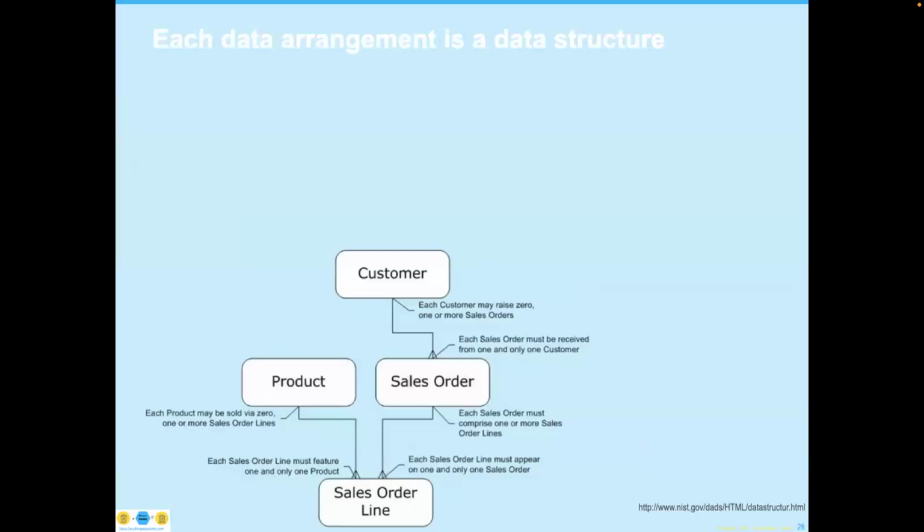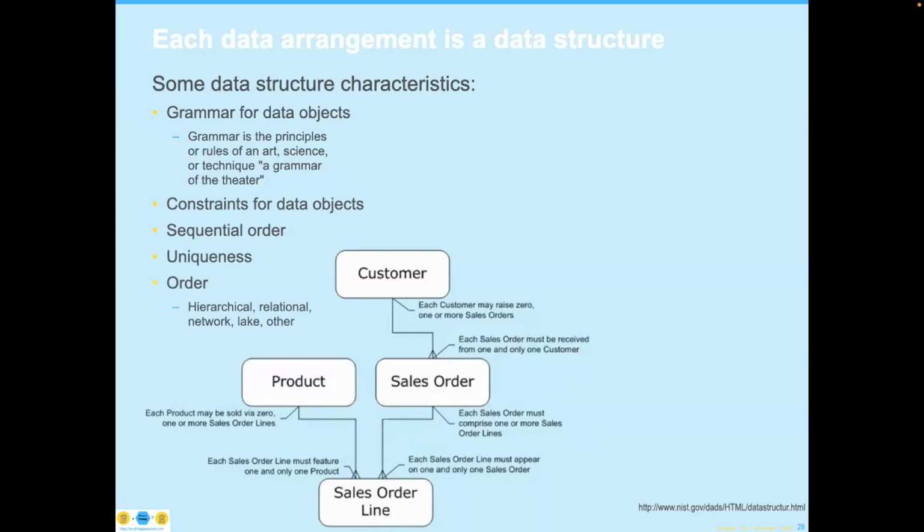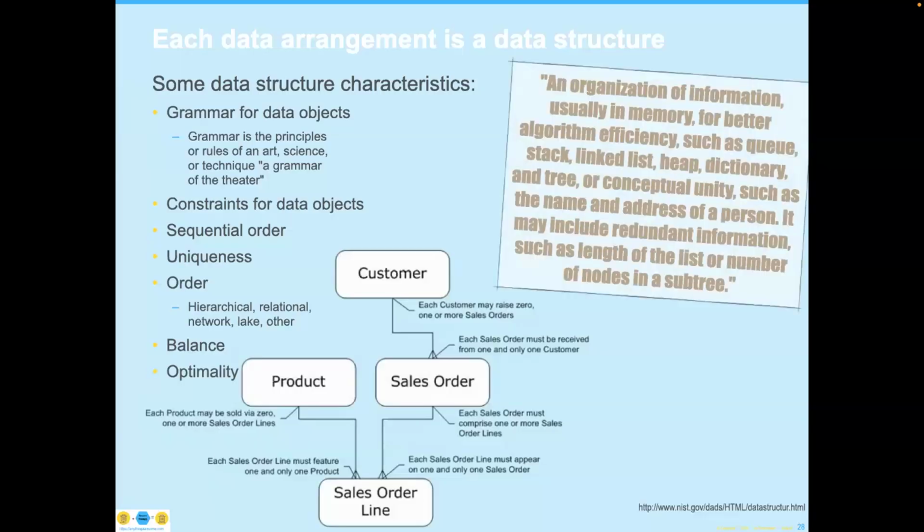Each data arrangement is a data structure, and you can see some of the characteristics. There's a grammar for the objects that'll be in there, and the constraints. They could be in sequential order, they could be unique, they could have some sort of relationship that's hierarchical, network, lakes, or otherwise types of things in here. But what you really end up with is the situation where you're trying as hard as you can to get all of these things together.